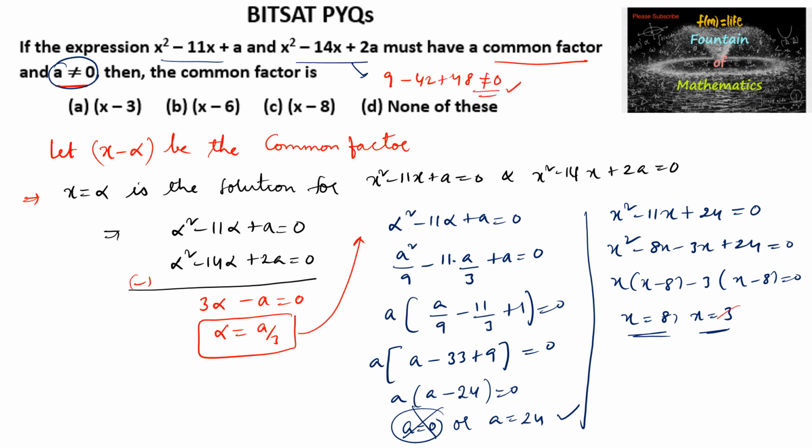So x is equal to 3 is not the root, and when you substitute x is equal to 8, you'll get 8 eights are 64 minus 14 times 8, that is 112, and again plus 2 into 24 is 48. So 64 plus 48 is 112, minus 112 is 0. So we can consider x is equal to 8 is the solution, or we can write x minus 8 is a common factor. So we can go with option C.